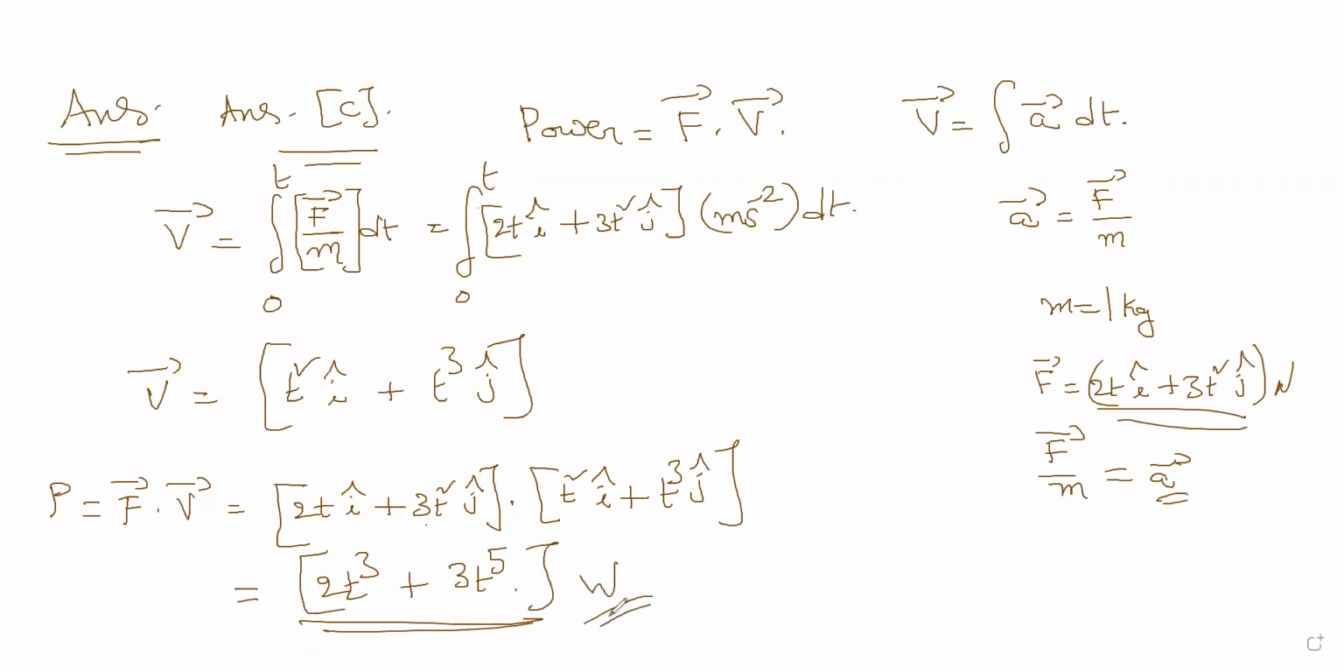That's it. If they give you some time, at this particular time how much power is generated, so they can give you at 1 second what is the power generated. You can substitute t is equal to 1, get the power, right? So that's how the question can be there. So this is one kind of model what we have seen in the earlier papers.